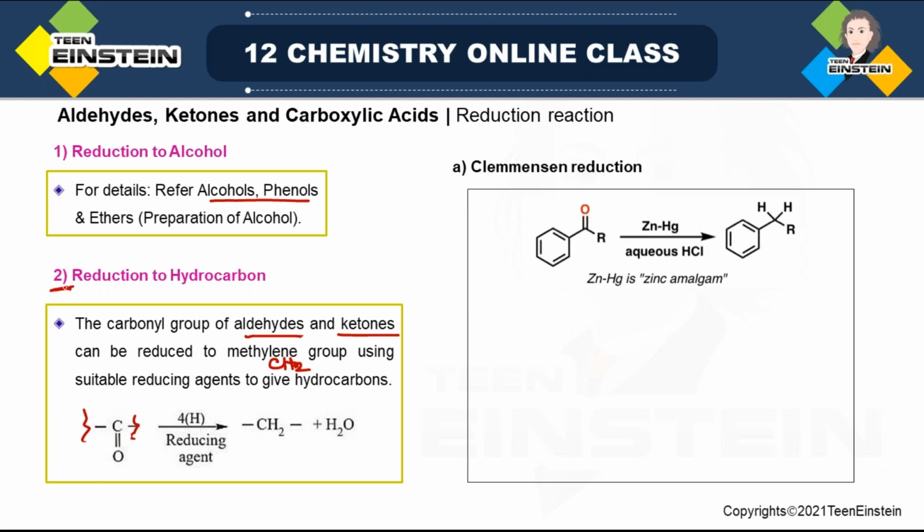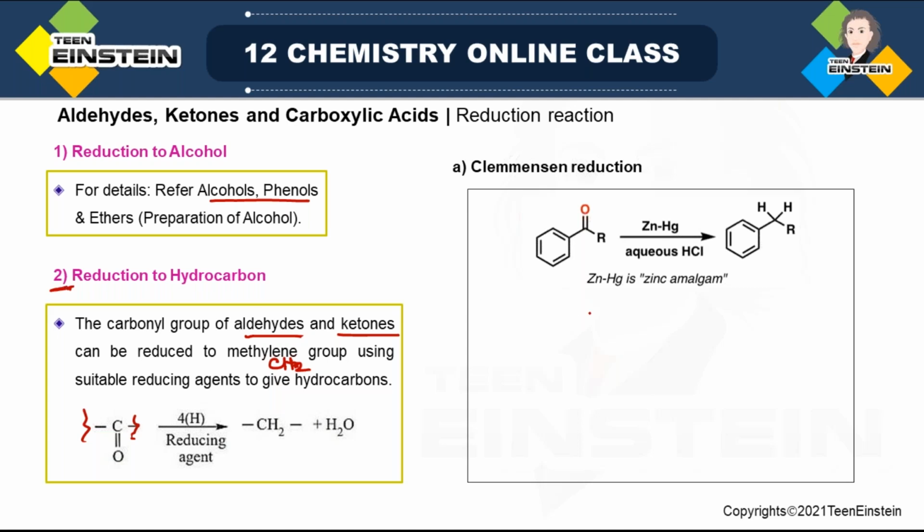Clemmensen reduction. Now why do we have this variety? Because in all cases the end product is ultimately hydrocarbon. Then why are we discussing A, B, C under different headings? It is because of the different reducing agents we are using. The end product is the same, it is always conversion of C double bond O to CH2, but the reducing agents are not the same, conditions are not the same.